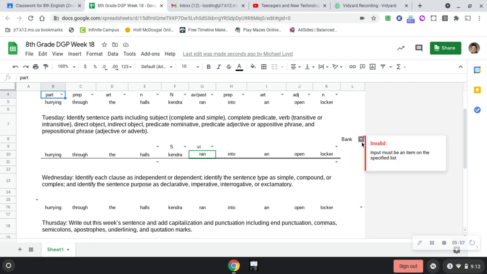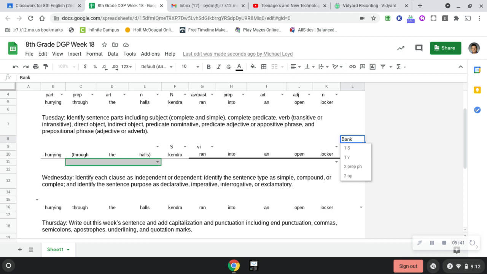All right. In our bank, it still says that we have 2 prepositional phrases. We identified the prepositions on Monday, right? Through and into. Can that help us figure out what the prepositional phrases are? Bruce, where did we go through? The halls. So remember, put parentheses around your prepositional phrase so you isolate it, right? And then you can identify what type it is.